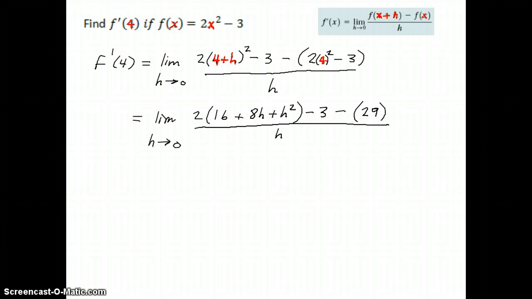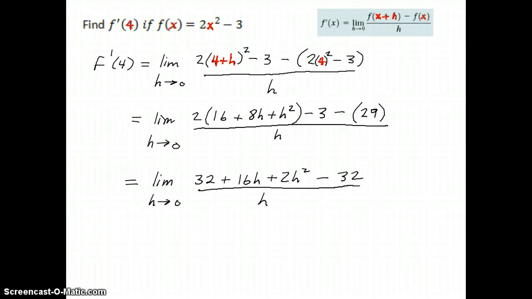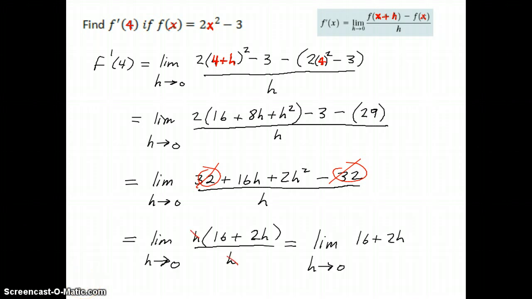Okay, so here is our next step. After I've done some simplification, I need to continue to see how to simplify this problem, and I'm going to pause it once again. Okay, so now I've simplified here, and I see that I can cross off these 32's, plus 32 minus 32. And I'm going to be able to factor out an h in the numerator there and cross off the h in the denominator, which is going to eliminate that division by zero problem. Let's see what that looks like.